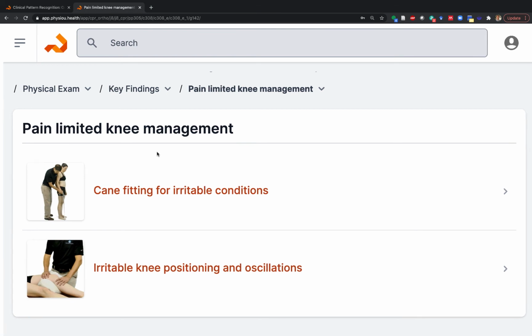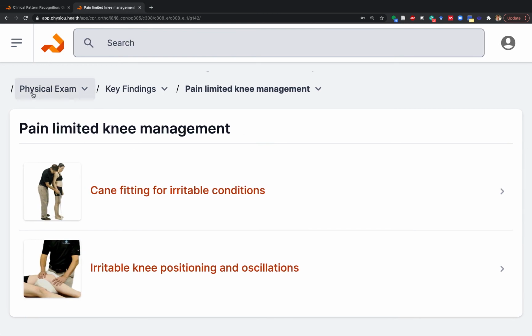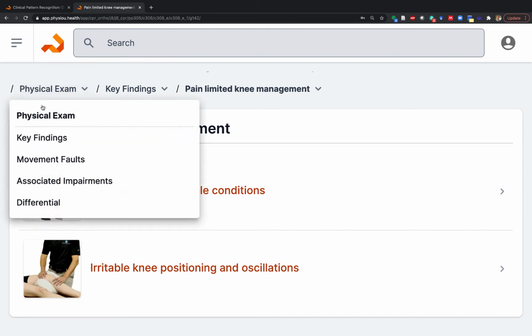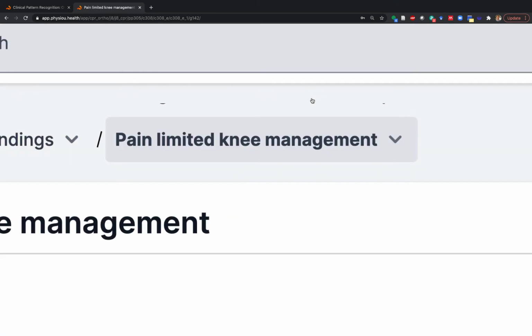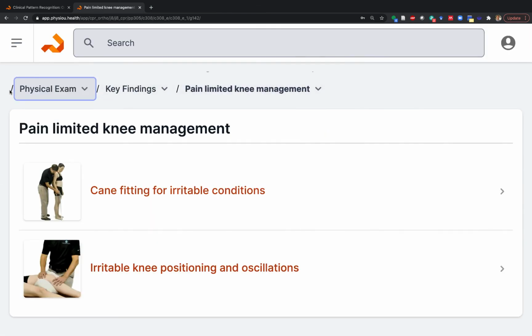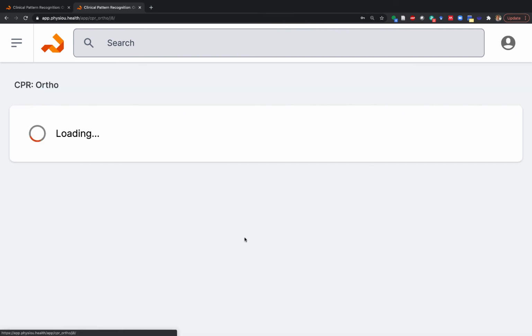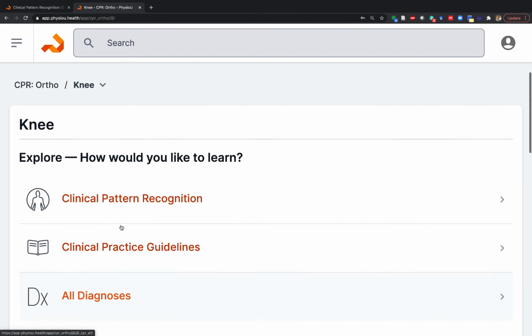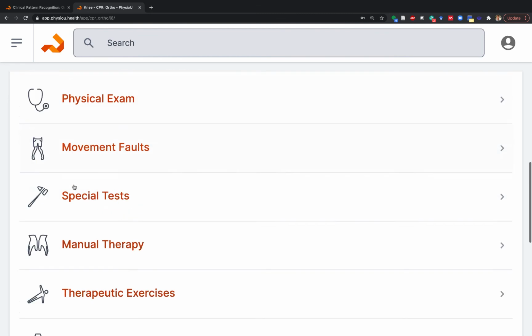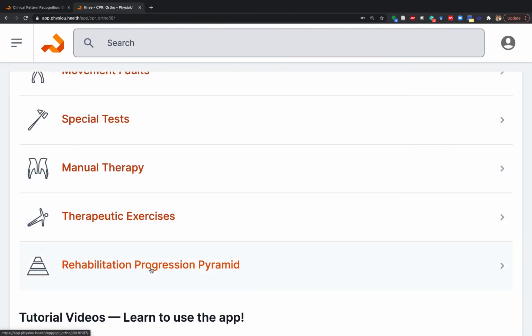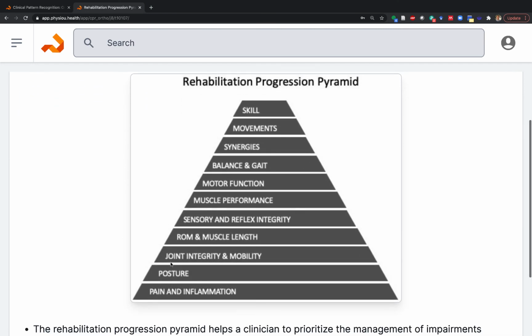And the other thing that I would mention here, it's one of my favorite little, let's go back here. I'm going to go back to the clinical pattern recognition orthopedic app. I'm going to choose the knee. And under any body region, so we're in the knee, you can see that there's this rehab progression pyramid. This pyramid gives you a sense of priorities related to how do I manage impairments? How do I prioritize and manage impairments?